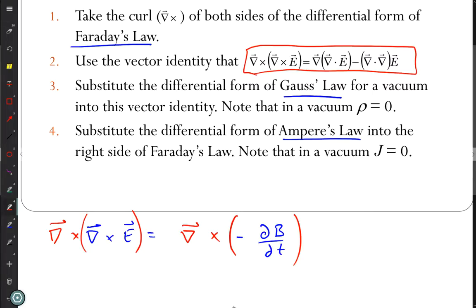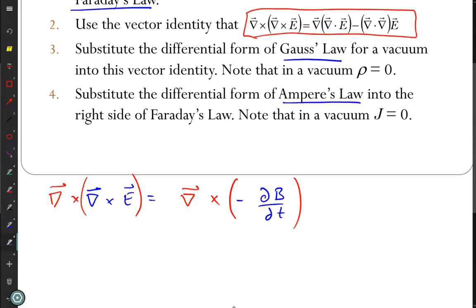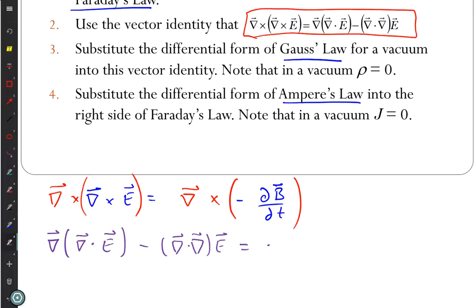Now the left side is del cross del cross E. Then I'm going to take this definition that's in the box and replace the left side with del of del dot E minus del dot del of E, as vectors. Equals... now, the minus sign, of course, I can move across the del without a problem.